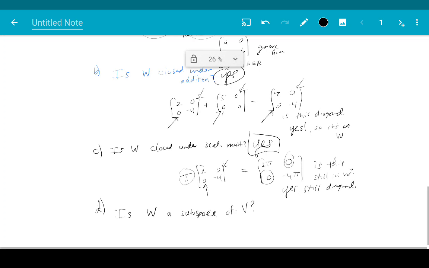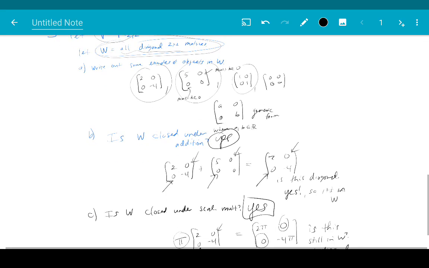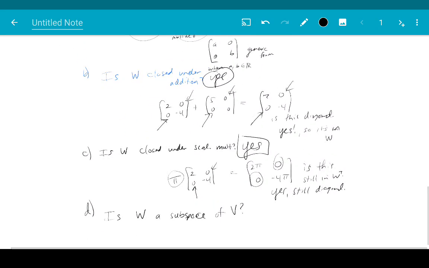Remember, in this problem, let me zoom out. V was all 2 by 2 matrices, and W was all diagonal 2 by 2 matrices. Not every 2 by 2 matrix is diagonal, so W is not all of V. W is just a portion of V. But how do we answer this question? Is it a subspace? The theorem tells us if both of the answers to these two questions was yes, then this is yes. If either one of them was no, or both of them was no, then we'd have to say no.